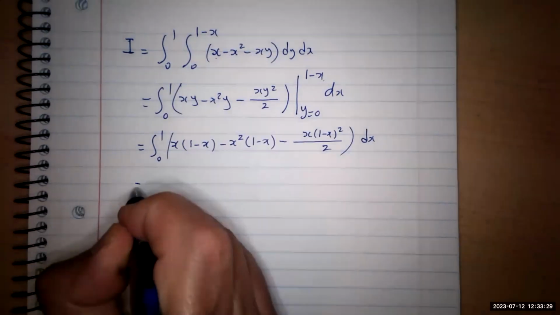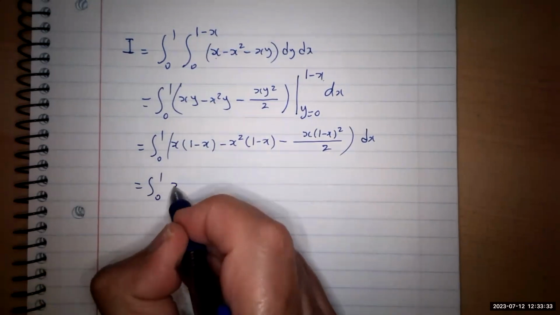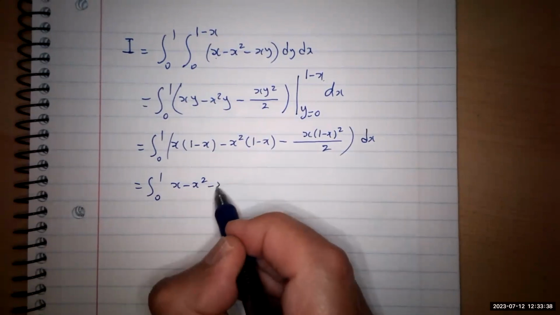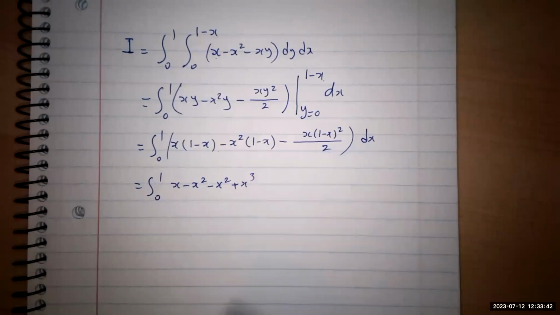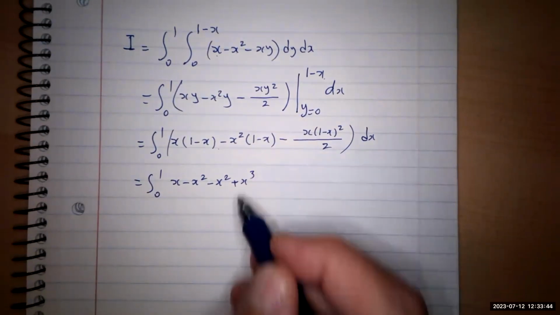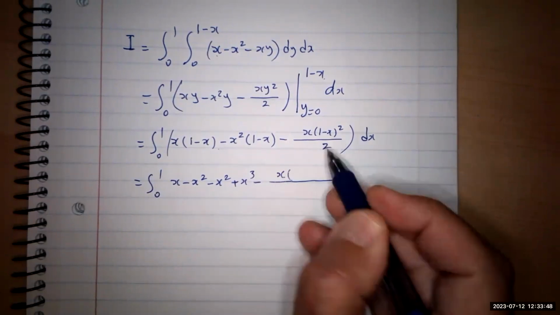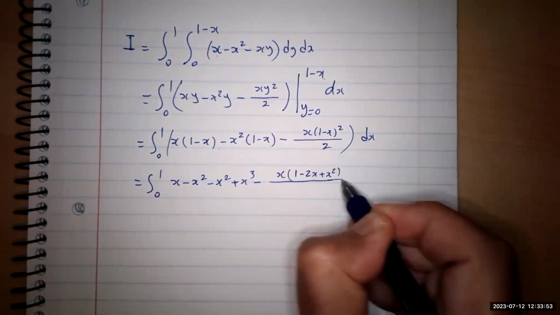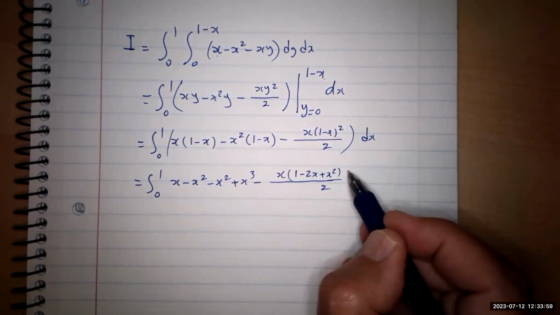Carefully multiply, 0 to 1. That gives x minus x squared, the first one, minus x squared plus x cubed. And on the top is going to be negative x times, you have to square this one first, 1 minus 2x plus x squared, divided by 2. Okay, then everything dx.